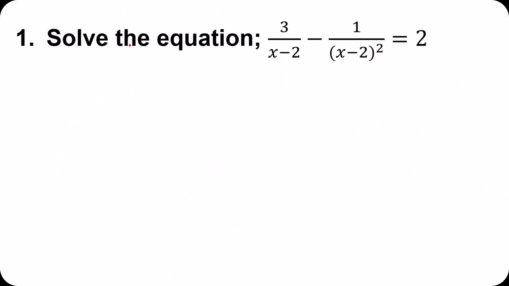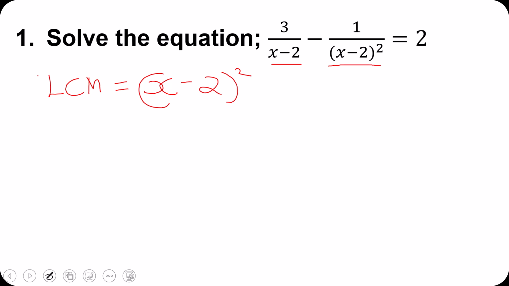Hello, today we're going to look at how we can solve this fractional equation that may result into a quadratic equation. So if you have such an equation, in the first place you should look at this and this. When you look at them, you realize that they look similar, and if you are to find the LCM of these two, the LCM would equal x minus 2 squared. The LCM is the lowest common multiple.